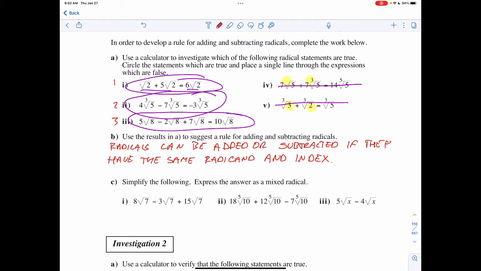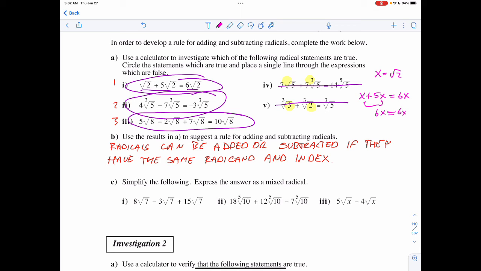But if we want to simplify this idea, if I take that first example, the square root of 2 plus 5 root 2 is equal to 6 root 2. What if I just said that x is equal to the square root of 2? Then this would be the same as 1x plus 5x's is equal to 6x's. And we know from our polynomials that that's 100% true. If they're all x, they're all the same number, then I just add their coefficients. 1x plus 5x is equal to 6x's.